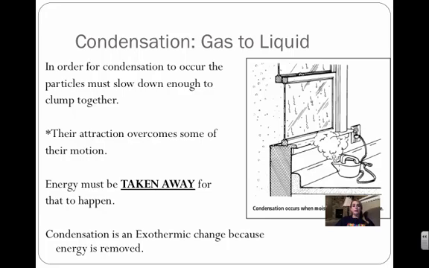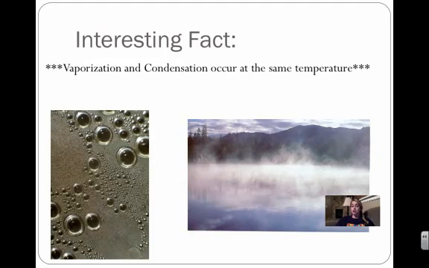Condensation. Condensation is when a gas turns into a liquid, and in order for condensation to occur, they have to slow back down and start clumping back together. So, again, if we're slowing down and clumping back together, energy has to be taken away. So, again, yep, you guessed it, exothermic. That energy is exiting. Look at my mouse down there at the bottom. So, slows down, pulls together. Now, remember, just like melting and freezing occur at the same temperature, so do vaporization and condensation. So, the same temperature at which it goes from a liquid to a gas is the exact same temperature at which it goes from a gas back to a liquid.